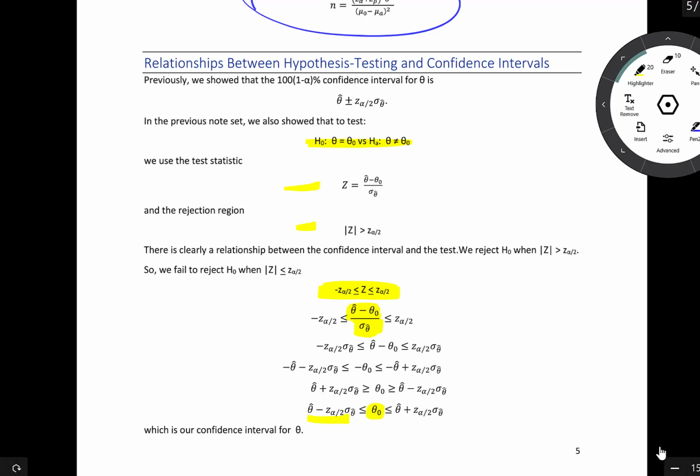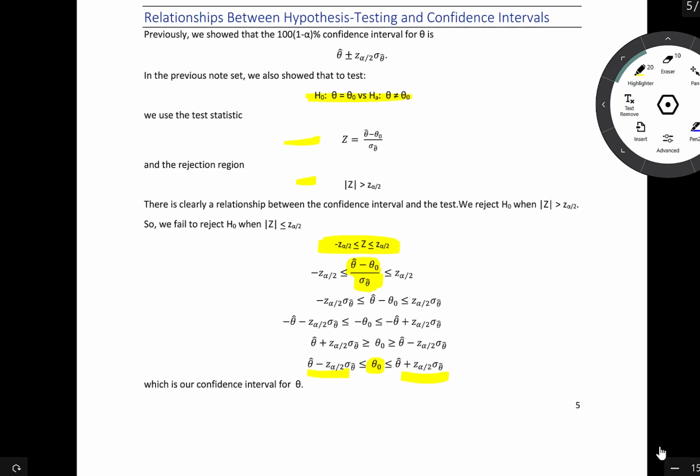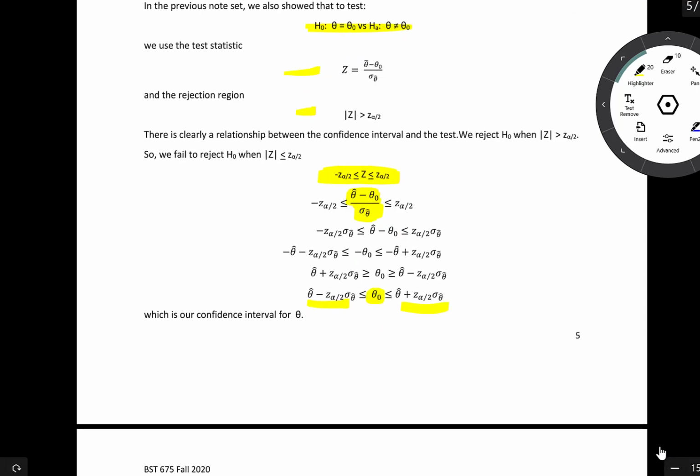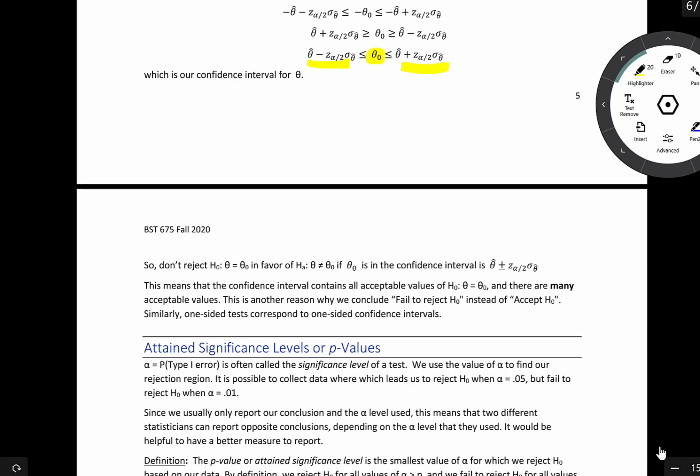So then we see we have our random pieces. Well, the way this is written, this isn't actually random because they're not in a probability statement, but we have our estimator on either side. And notice this is the exact same as the confidence interval that we would calculate. So what this suggests is we don't reject the null in favor of the alternative if theta naught is in the confidence interval. This makes sense because our confidence intervals give us a range of plausible values for our parameter. So if the value under the null is inside of the confidence interval, that suggests it is a plausible value, so we wouldn't want to reject that value.